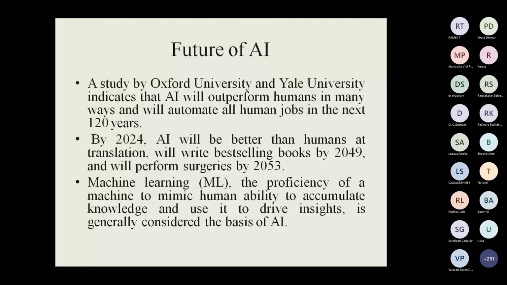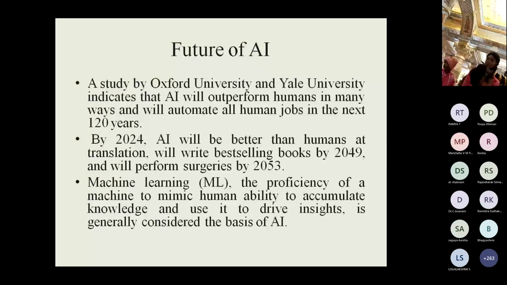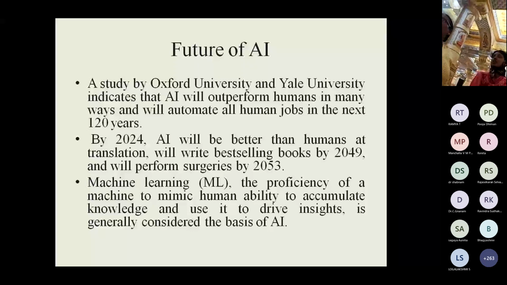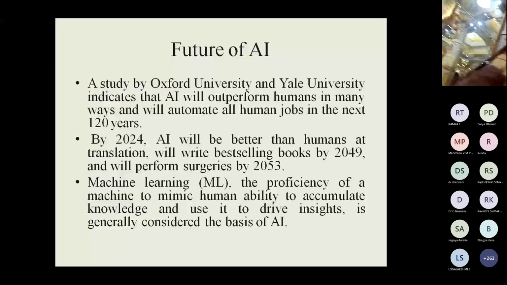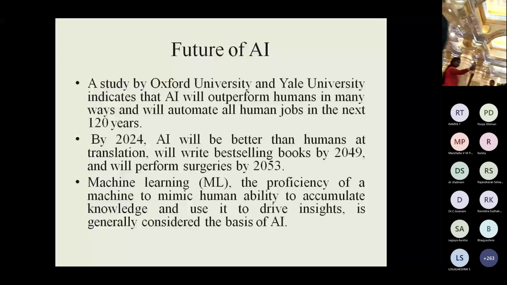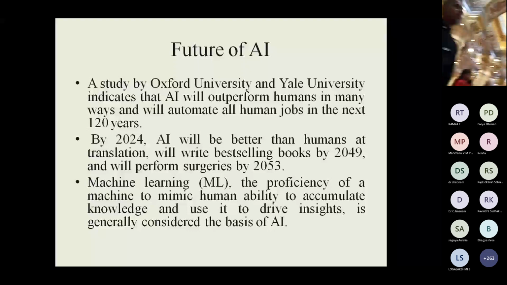So what is the future of AI? Oxford University is providing that in the next 120 years, all human jobs will be automated and AI will outperform humans. Now we are performing well, so our performance and our appraisal are evaluated now. Hereafter, after 120 years or 50 years or 30 years, we are definitely going to be evaluating the systems that we developed.